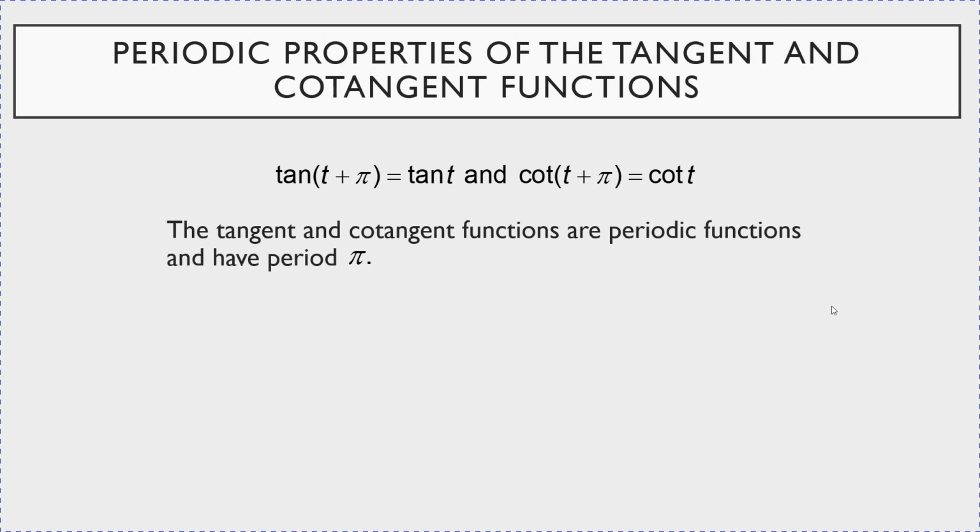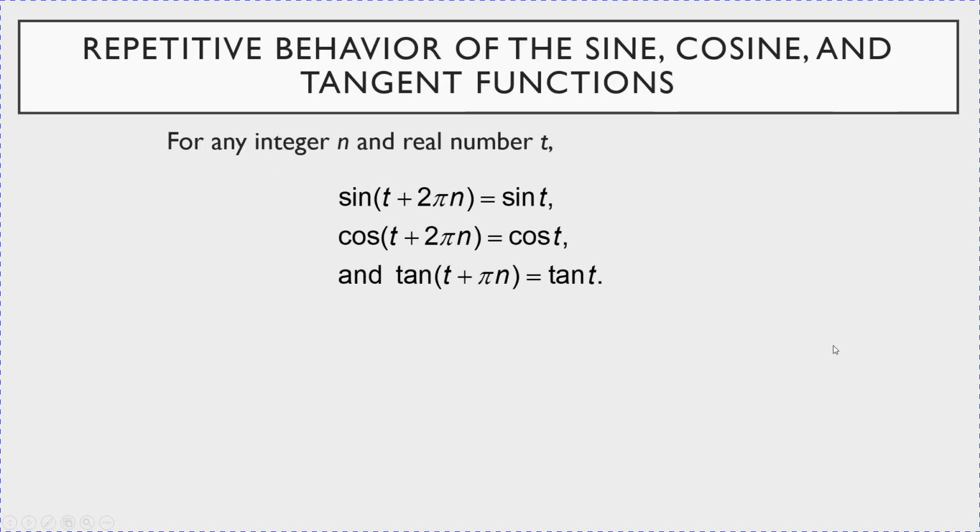All right, so you can expand on this and say for any integer n, so integers like -3, -2, -1, 0, 1, 2, and so on: sine of t plus 2 pi n is equal to sine of t. Cosine of t plus 2 pi n is equal to cosine of t. Tangent of t plus pi n is equal to tangent of t. And it's the same thing here: cotangent of t plus pi n is just equal to cotangent of t.